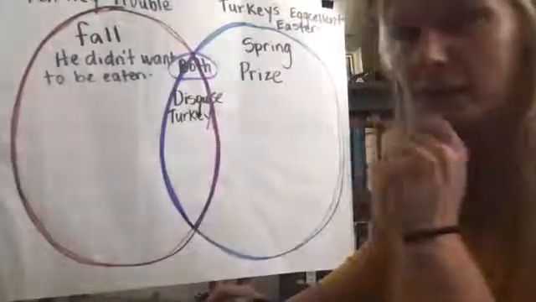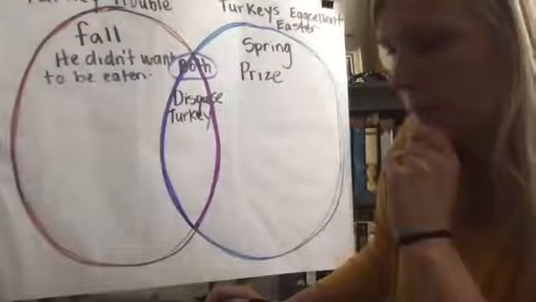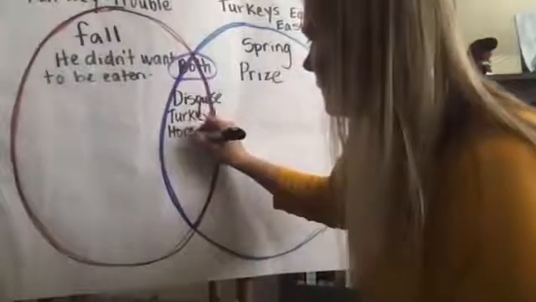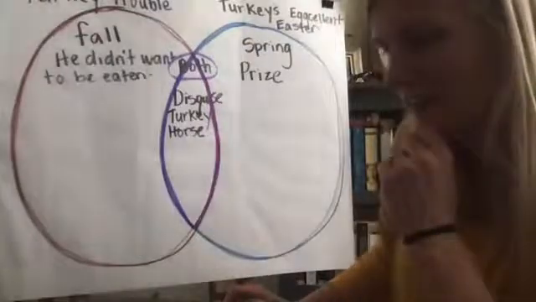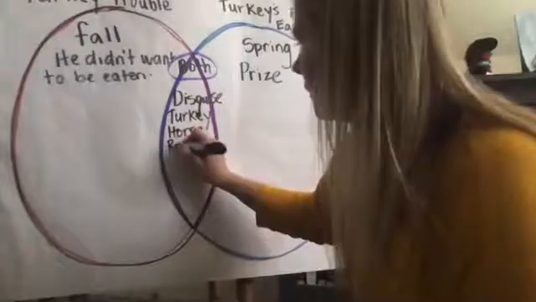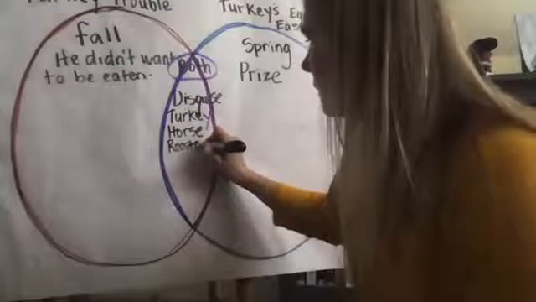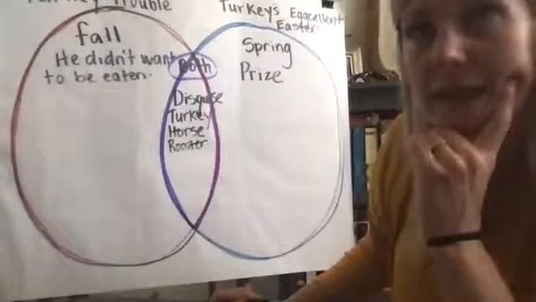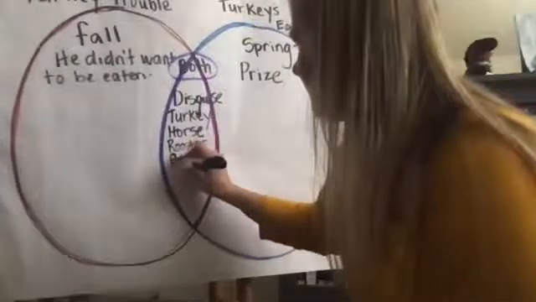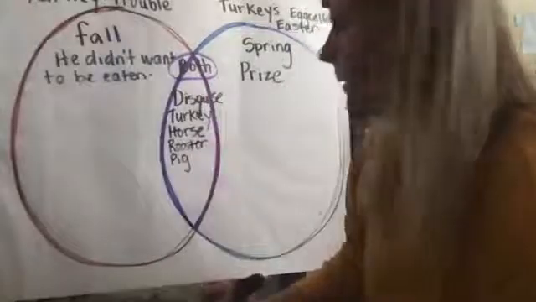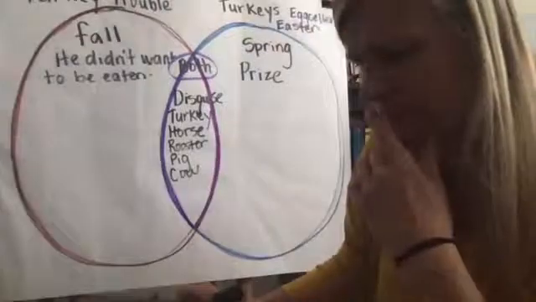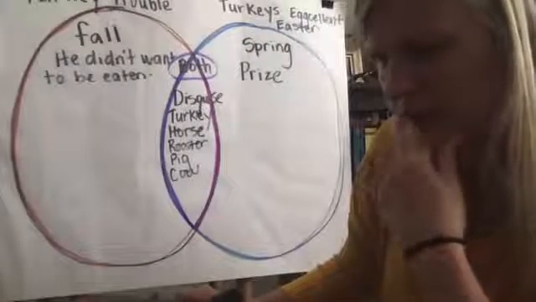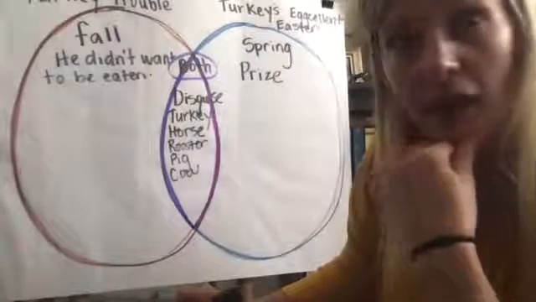What were some of the other characters that were the same? Both stories had a horse. Both stories had a rooster. Both stories had a pig. A cow? Were there any of the other ones that were the same? Let's think. Farmer Jake.